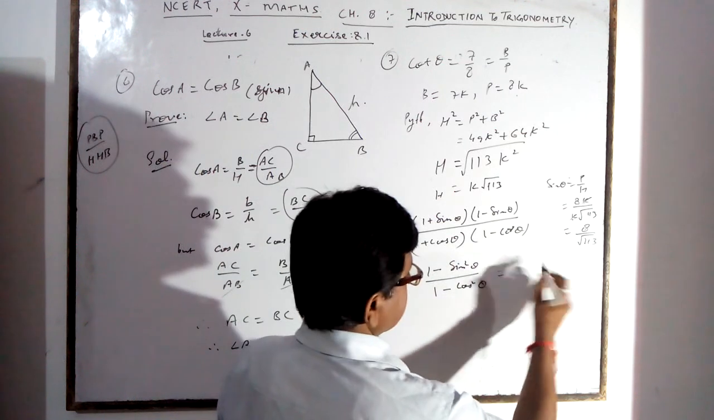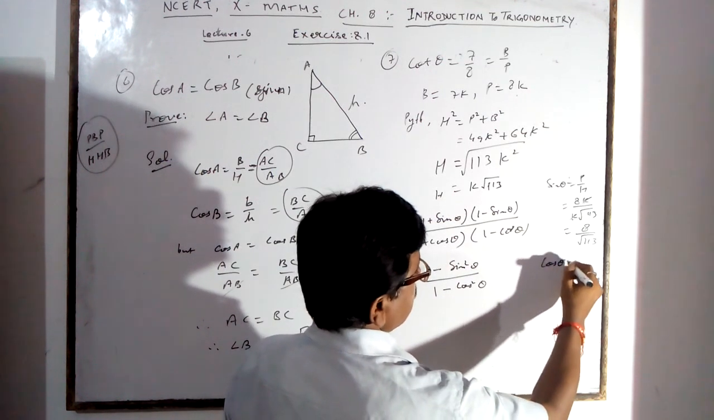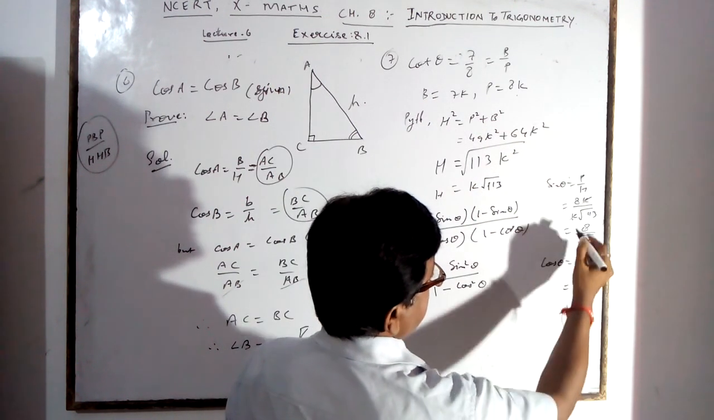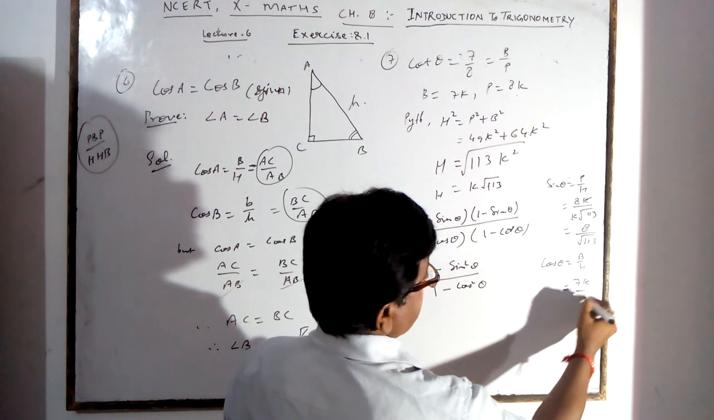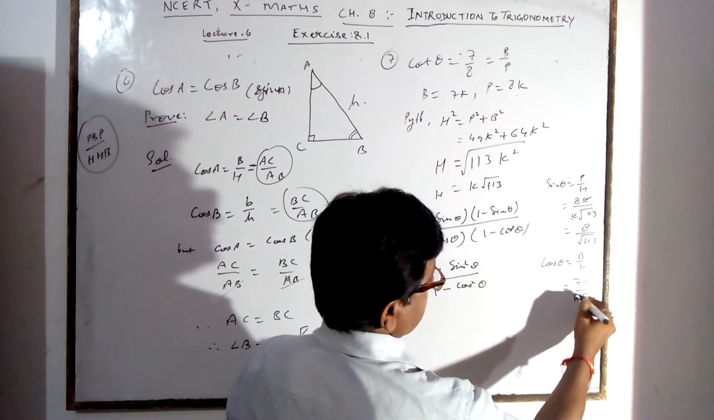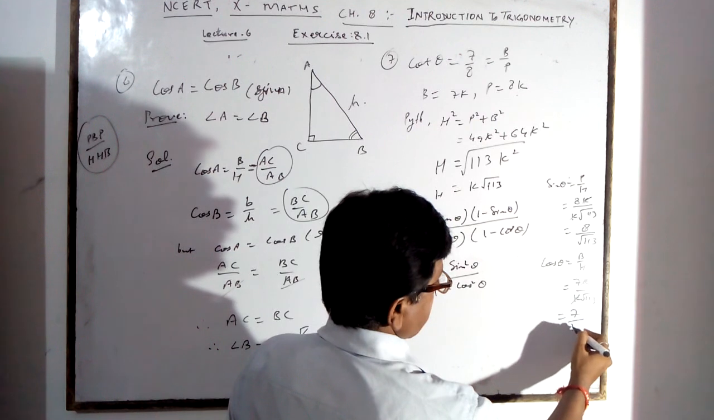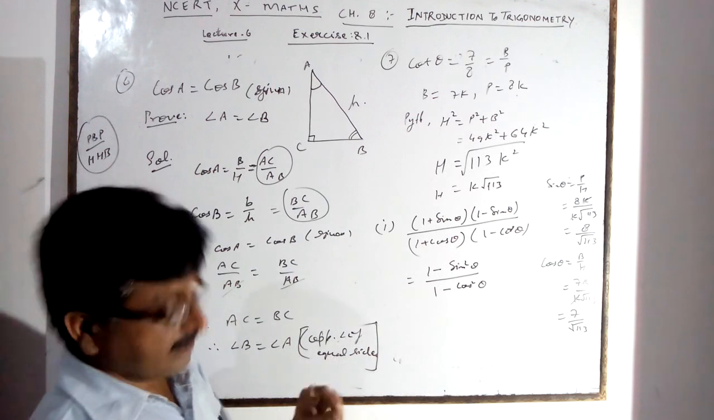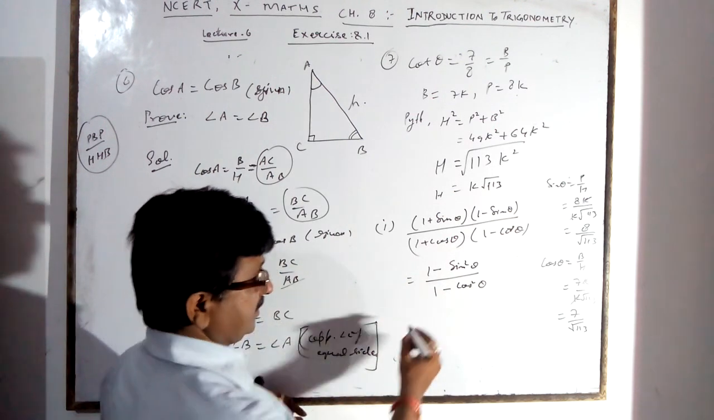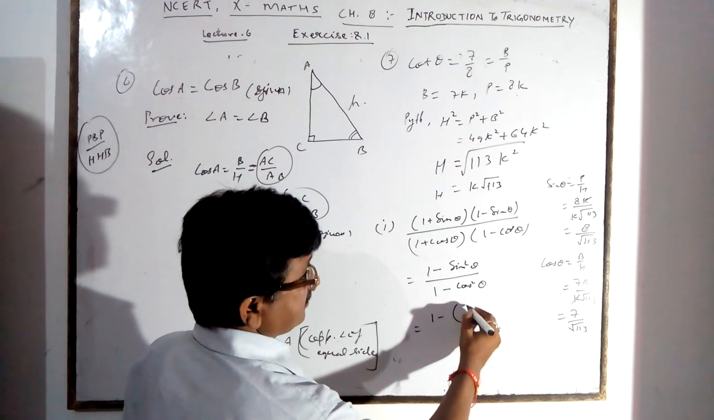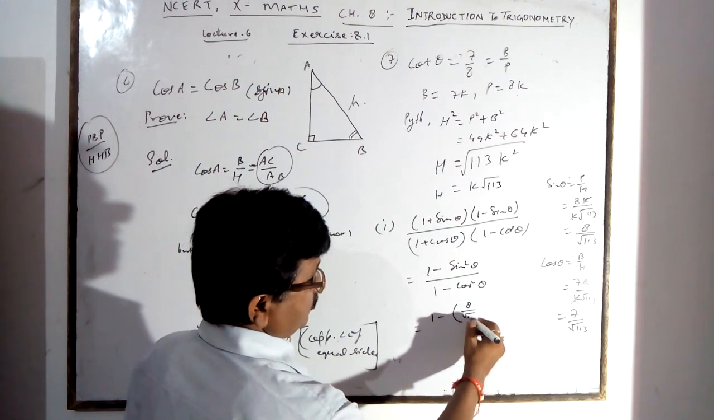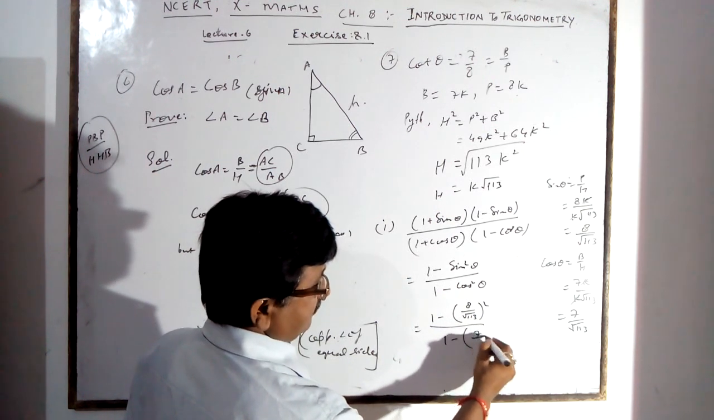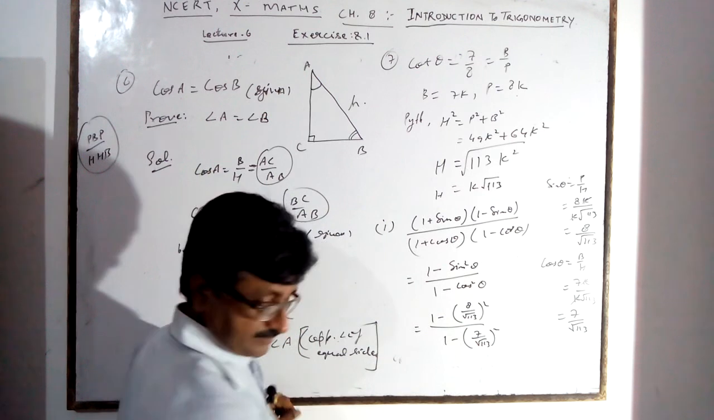And cos theta, what will you get? Cos theta is equal to b upon h. So base is given, 7k upon k under root 113. K cancel. What are you getting? 7 upon root 113. This is the sine and cos you calculate. If you are getting the sine and cos, put the value here. 1 minus (8 upon under root 113) whole square upon 1 minus (7 upon root 113) whole square.